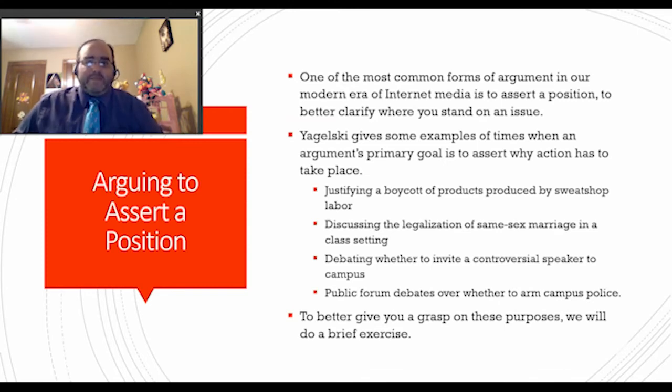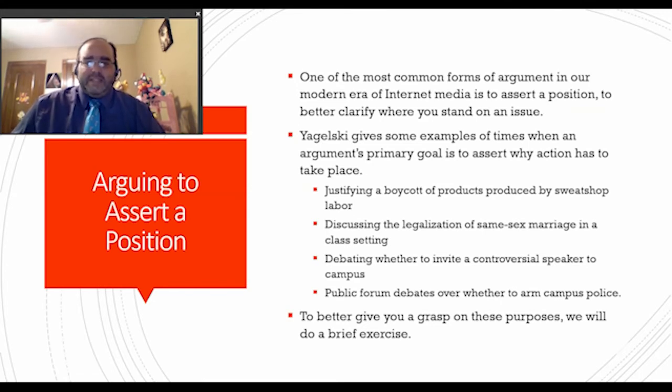Yagelski gives some examples of times when an argument's primary goal is to assert why action has to take place. One of them is justifying a boycott of products produced by sweatshop labor. Why are you trying to boycott this stuff? Well, it's because they're exploiting workers. The workers are not getting any of the profits. They're just getting pennies a day, while the stockholders and the CEO are getting all the money.